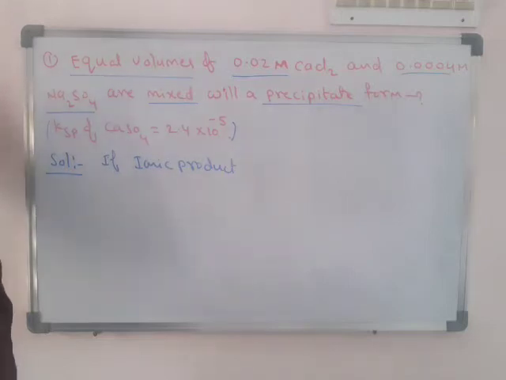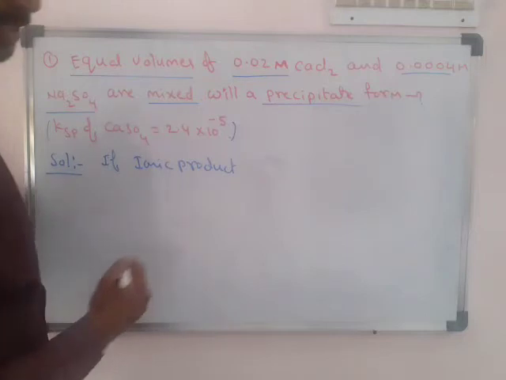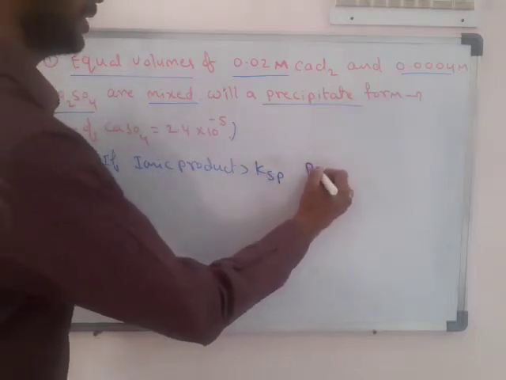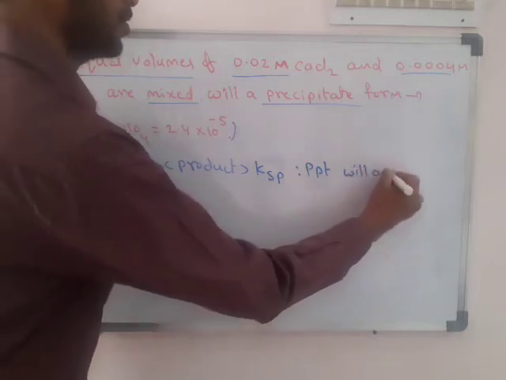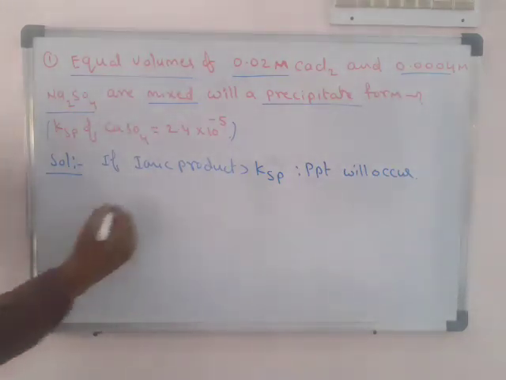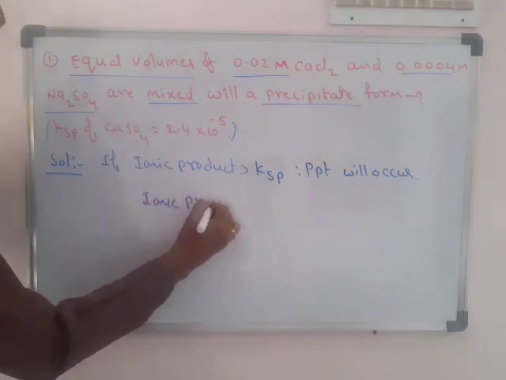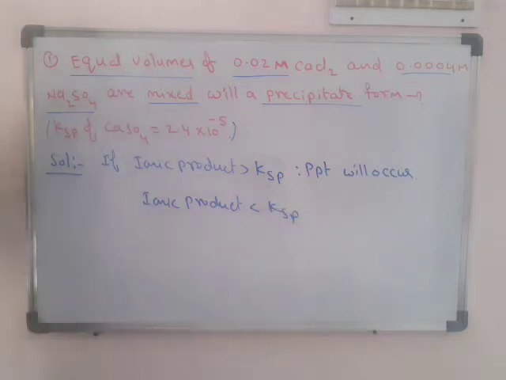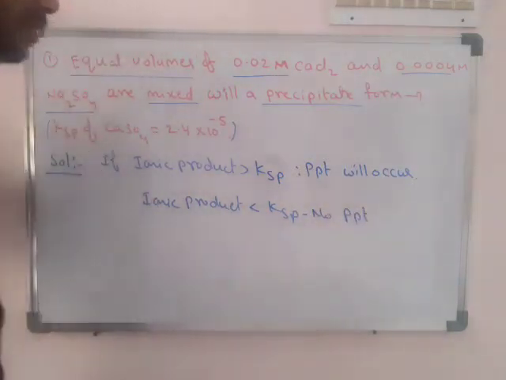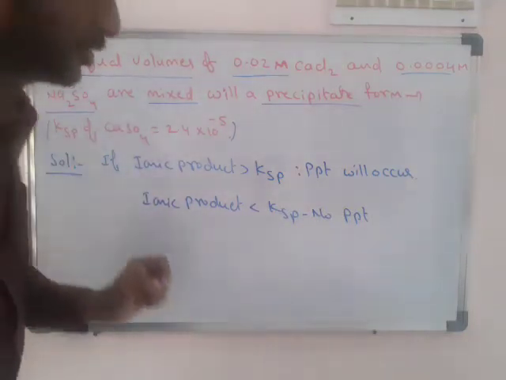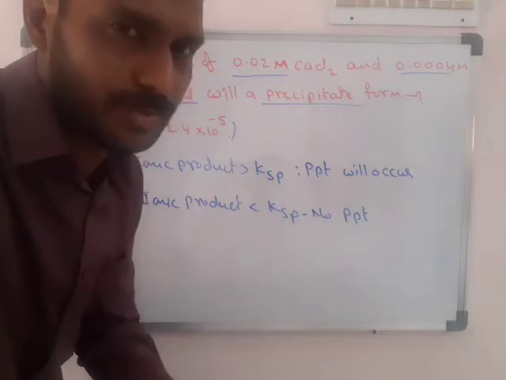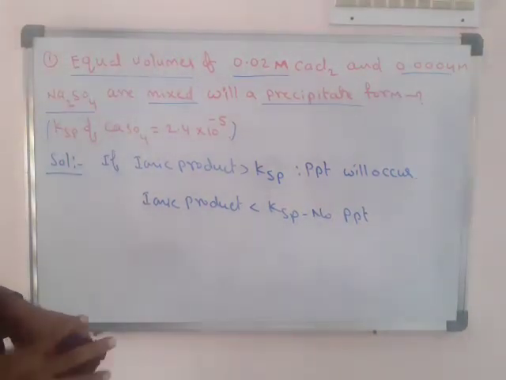So we know that the condition for the formation of precipitation are: if ionic product is greater than its solubility product, precipitation will occur. Next, if ionic product is less than Ksp, there is no formation of precipitation. Okay, these two are the conditions for the precipitation. If Ksp is equal to ionic product, it is called saturated solution. At that time also there is no precipitation will form. Means for the precipitation problems you have to consider these two conditions.